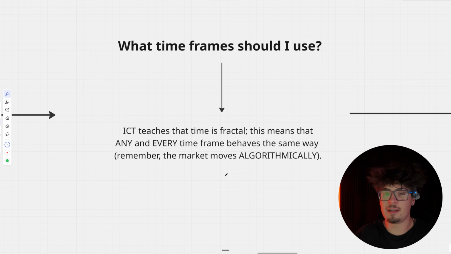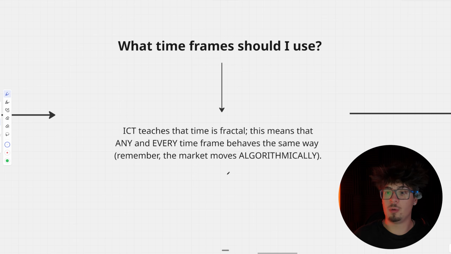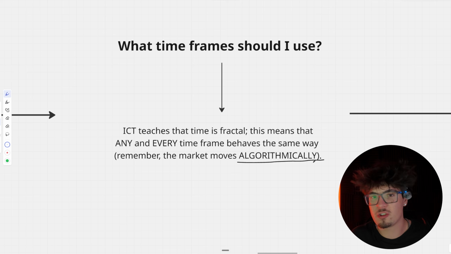ICT actually teaches that time is fractal. What does that mean? This means that any and every time frame behaves the exact same way in the context of their given time frames. You might be asking, how the hell is that possible? Well, remember, the market moves algorithmically. So whether it's the 1 second chart, the 1 hour chart, or the 1 week chart, price moves towards liquidity to fill orders, and that's it.